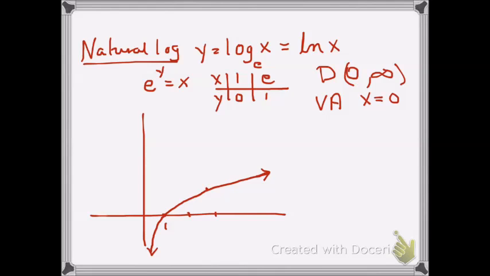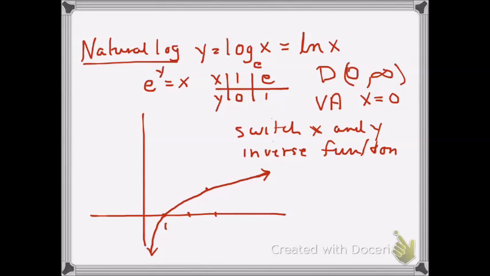Now notice if we switch the x and the y on this exponential form, we will have the inverse function for the natural log. So switching x and y, we have the inverse function, y equals e to the x. So let's plot that.